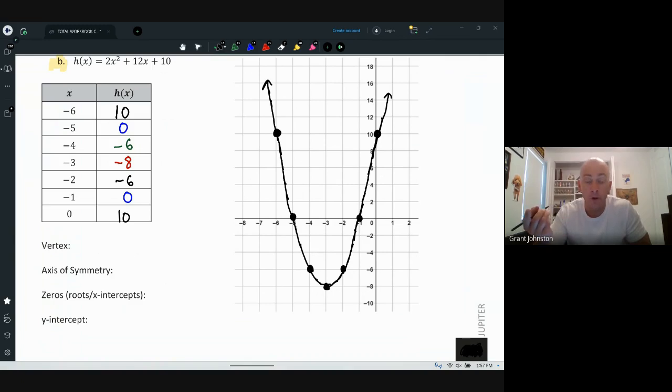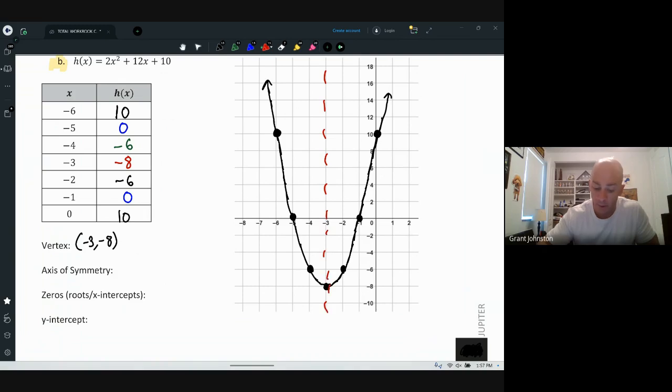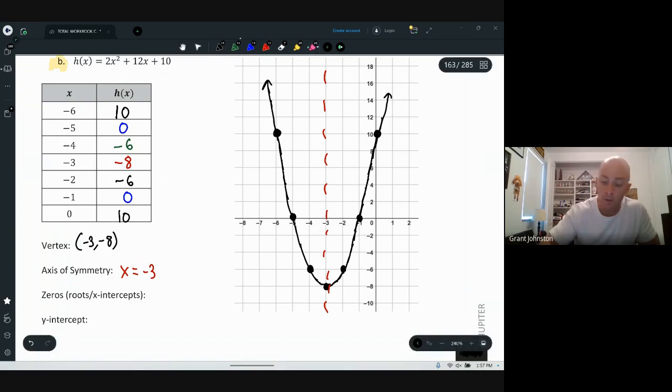Okay. Looks great, right? Great parabola. So let's identify these features. So the vertex is at negative 3, negative 8. And you could see it in the table or the graph, but the graph is probably more obvious. Axis of symmetry, we'll just show this in red. Goes through negative 3, so x equals negative 3. And of course, like I've said a few times, those should match up, right? They go through each other.